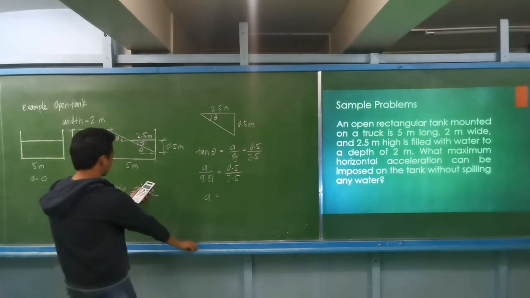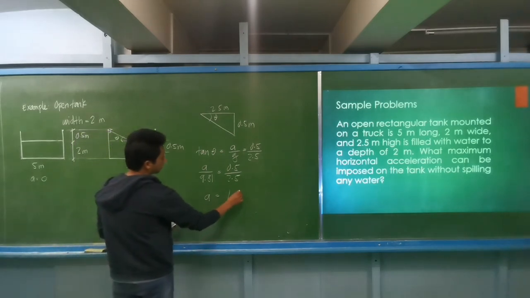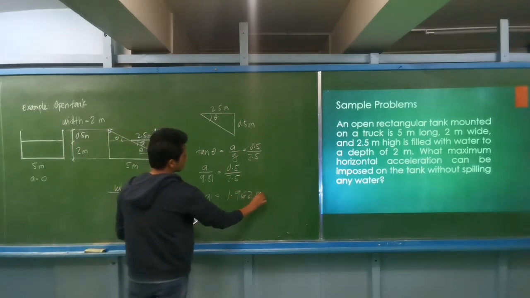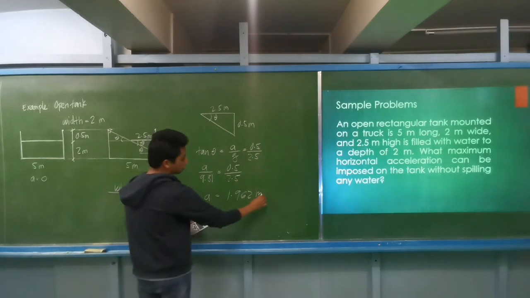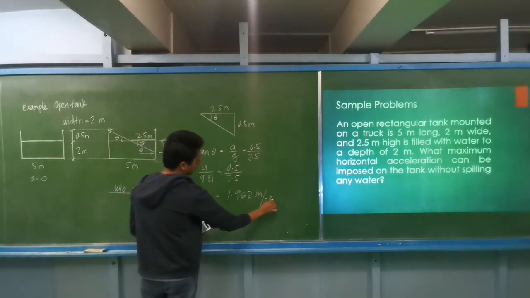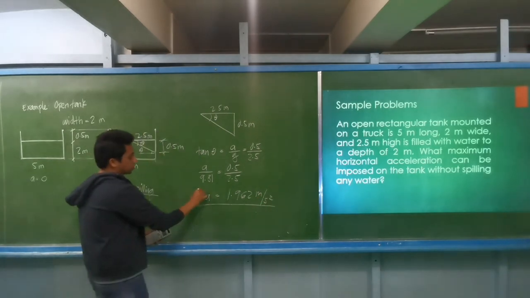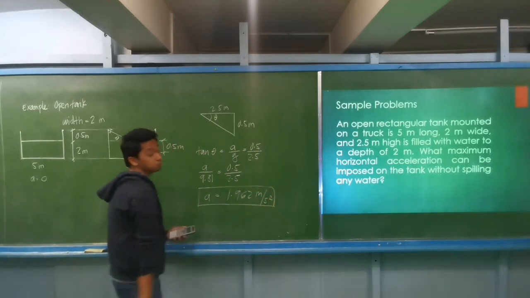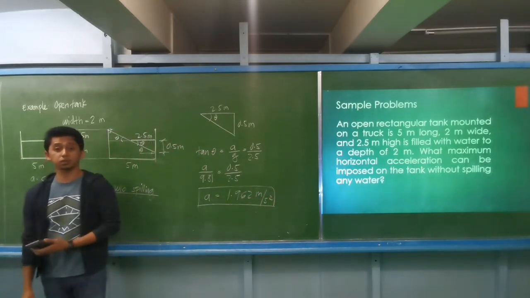So the maximum acceleration without spilling any water is 1.962 meters per second squared. Alright, this will be the maximum acceleration without spilling any water.